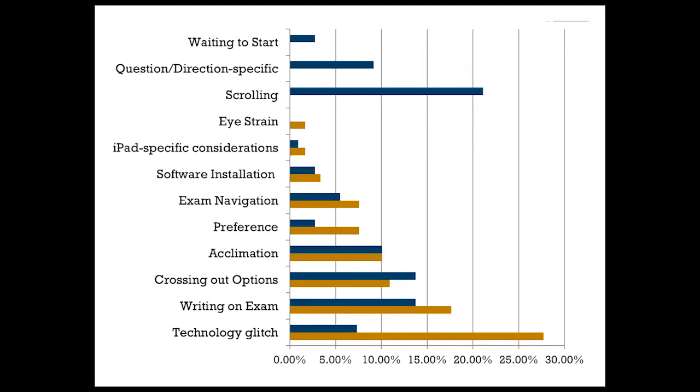You can see right here we've got writing on exams and crossing out options. We split those out into two separate categories for the post-assessment analysis. And you can see that wanting to cross out options actually went up in level of concern compared to writing on exams overall. Of these, 4 areas were targeted that could be the subject for future training. The ability to cross out options, even on the iPad platform, is available to the students. They just weren't aware of it.